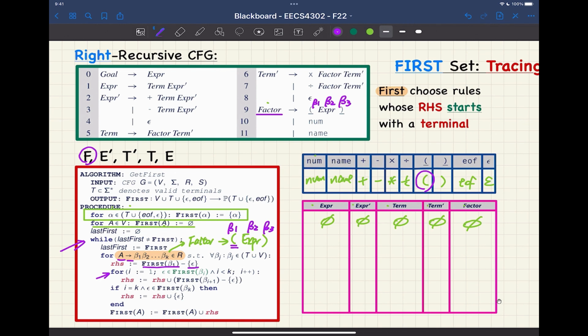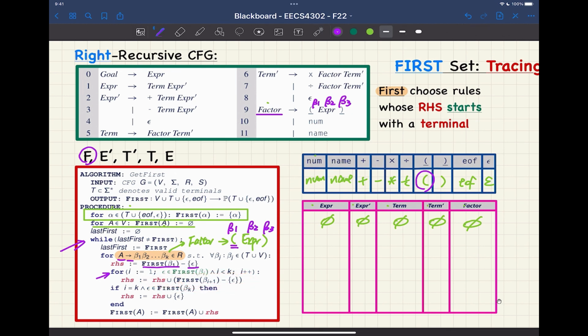Remember the purpose of this loop. It will try to collect, for example, beta 1, beta 2, beta 3. If beta 1 happens to be nullable, in which case we have to also collect the first of beta 2. Is this the case? No, it is not, because beta 1 over here is actually not nullable. So we just stop there. So we don't even execute here. It's not executed. Okay?